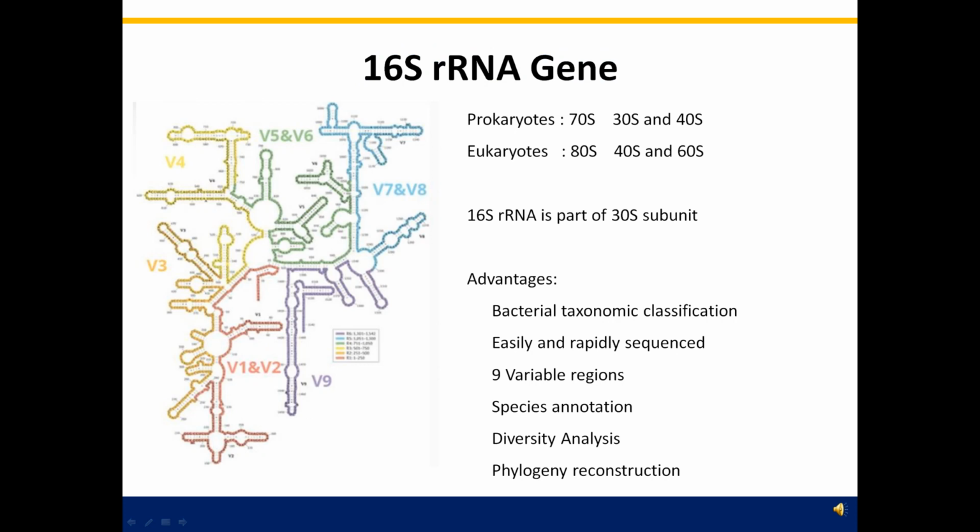So next, coming to 16S rRNA gene markers. These 16S rRNA genes are generally called gene markers. In prokaryotes, we have 70S ribosomes made up of two subunits of 30S and 50S, while in eukaryotes, we have 80S ribosomes made up of two subunits of 40S and 60S.